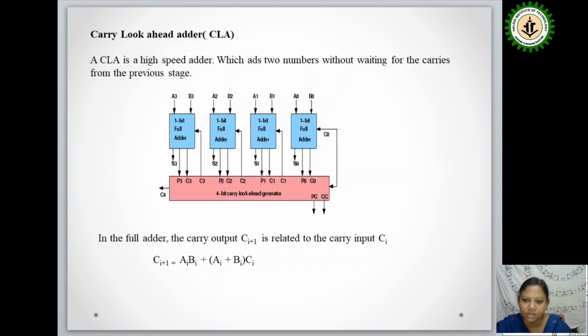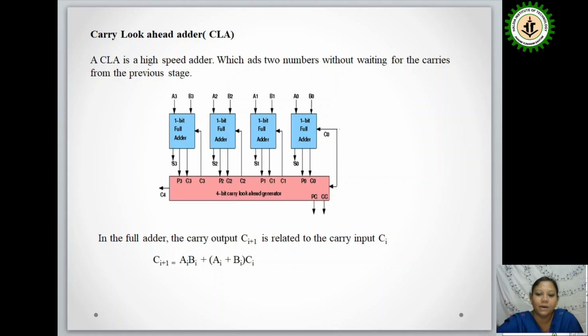So how is it possible? Here carry is generated with some mathematical calculation. It is known as the carry look ahead generator, which generates the individual carry for the next step based on the value coming from each full adder.